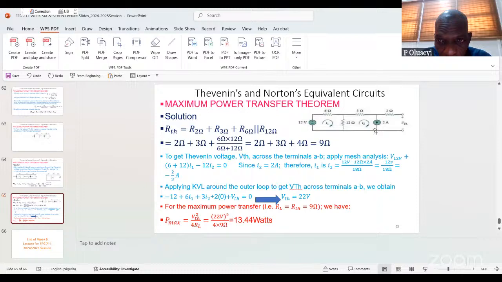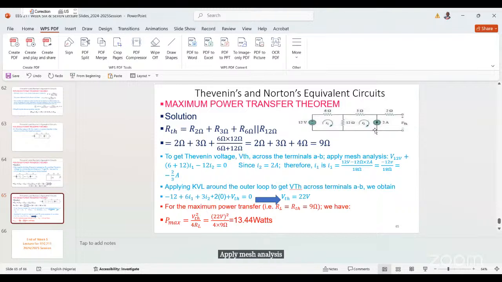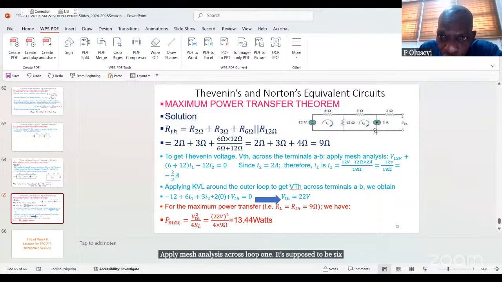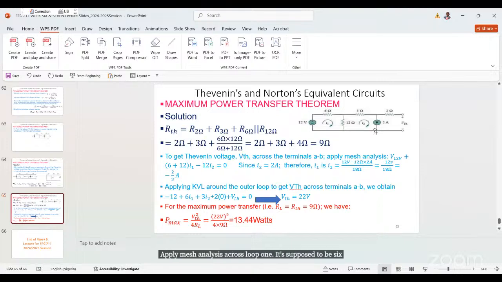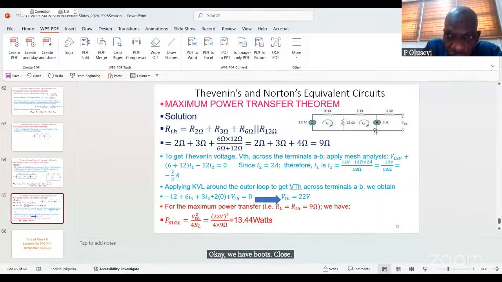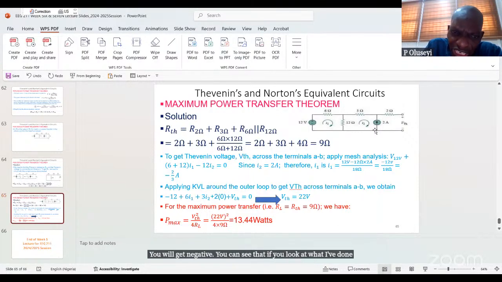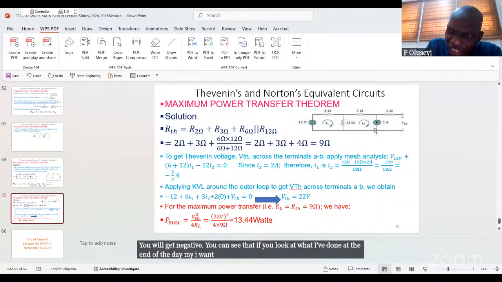Loop 1. Applying mesh analysis across loop 1, it's supposed to be 6... Okay, 12 volts. Yes, negative 12 volts, not plus. You know, I normally tell you something: if whichever direction you use is wrong, you will get a negative. If you look at what I've done, at the end of the day, my I1 became negative.